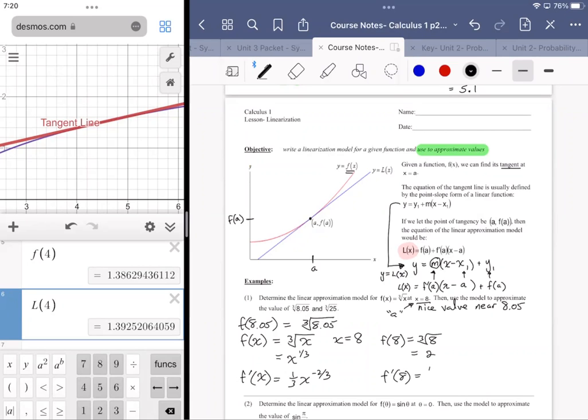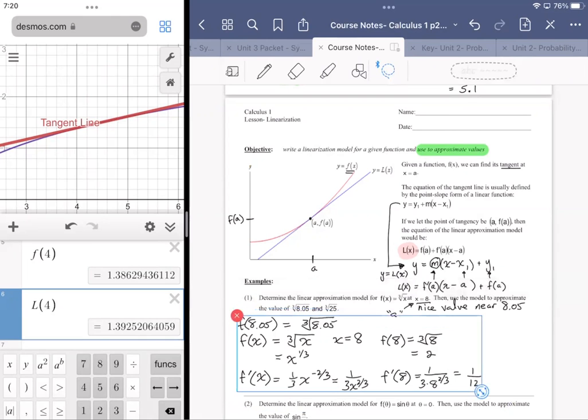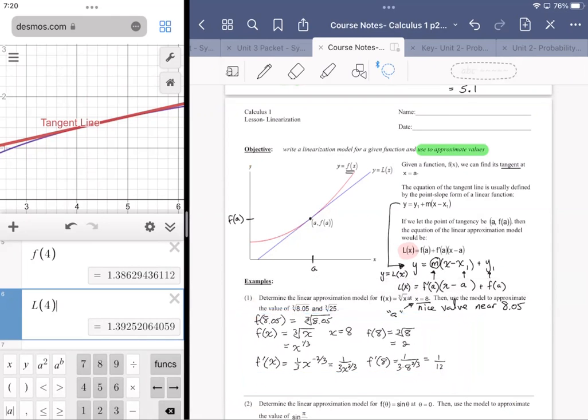would be 1 over 3x to the 2/3. So that's what this is equivalent to, 1 over 3x to the 2/3. But that would be 1 over 3 times 8 to the 2/3. 8 to the 2/3, cube root of 8 is 2, squared is 4, times 3 is 12, so 1/12. So when we want to linearize here, we have all our ingredients just by following the process. You're just following steps to come up with that if that's all you're worried about.